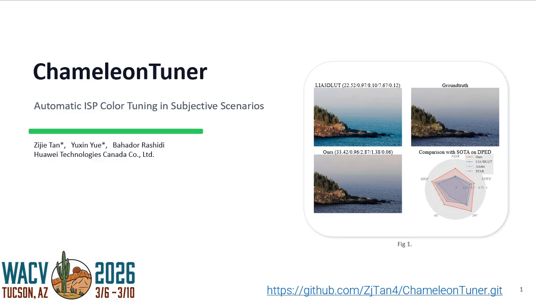This is ChameleonTuner, automatic ISP color tuning in subjective scenarios. I'm going to focus on one practical ISP problem: tuning a 3D LUT when the reference images are subjective and not perfectly aligned, like using DSLR photos as targets.